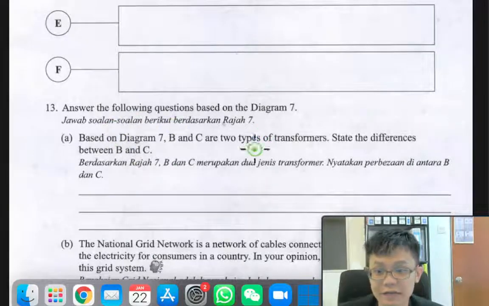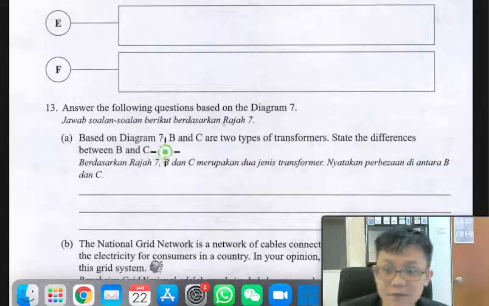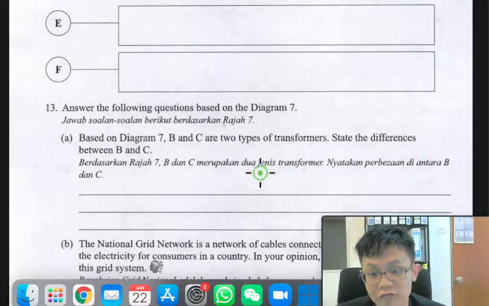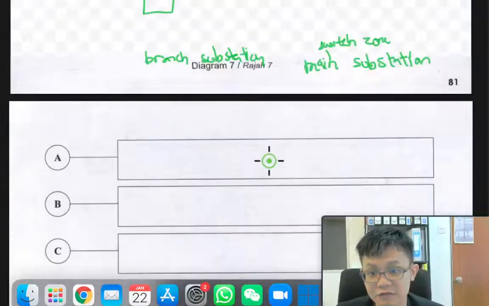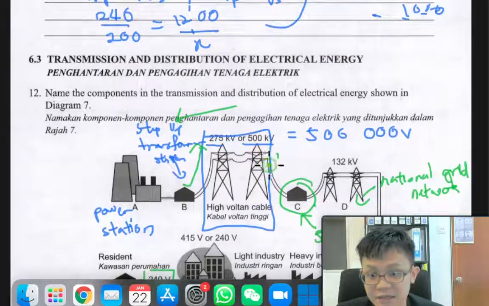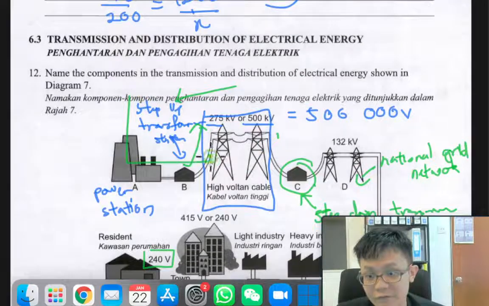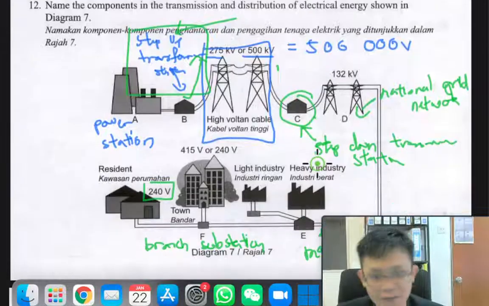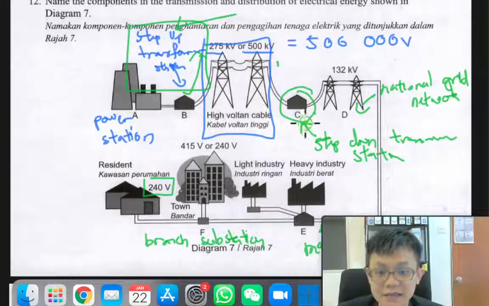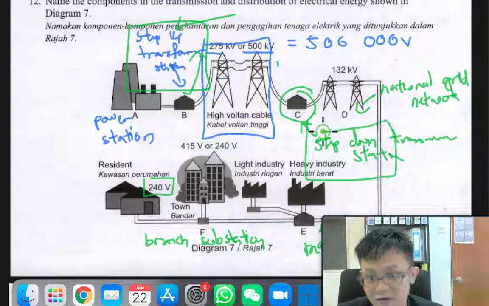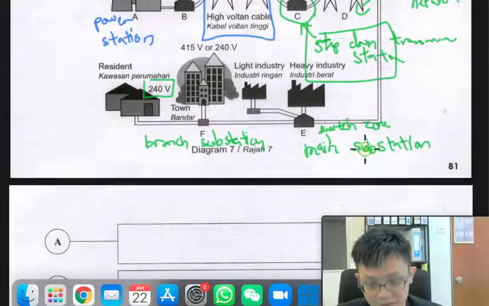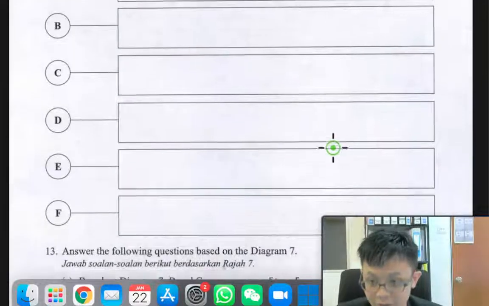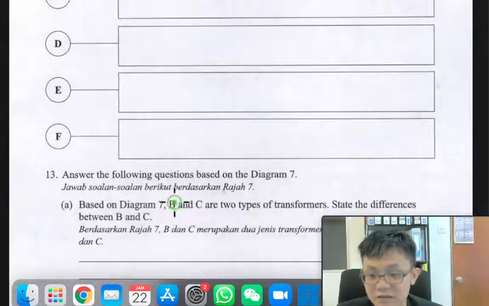Answer the following question in diagram 7. Based on diagram 7, B and C are two types of transformers. So B is a step up transformer. This one we learned many times already. And C is a step down transformer, and we learned this many times already. So I just put the symbol here: B is step up, C is step down.